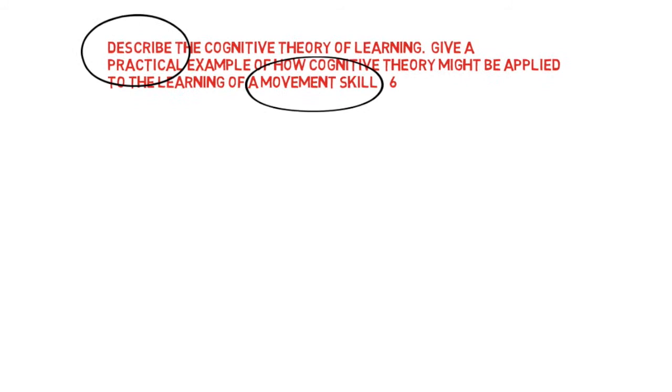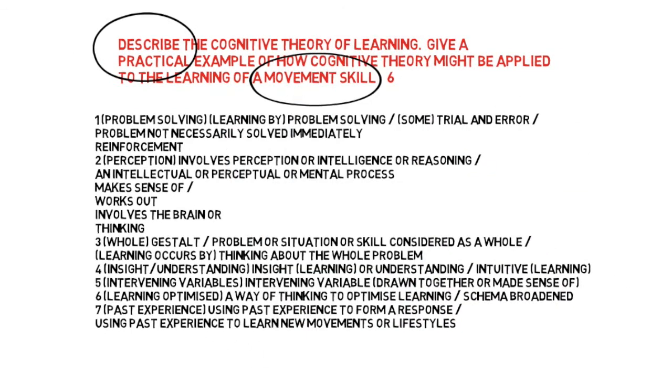So in this one here, you can see straight away, number 1, problem solving, learning by solving problems. The third one down is gestaltist, which means the whole problem given as one. Number 4 is insight, understanding, learning or understanding, and intuitive learning. And lower down you can see that number 7 is linked to past experiences to form a response using your experiences. So all of the components that we've previously looked at in the screencast.